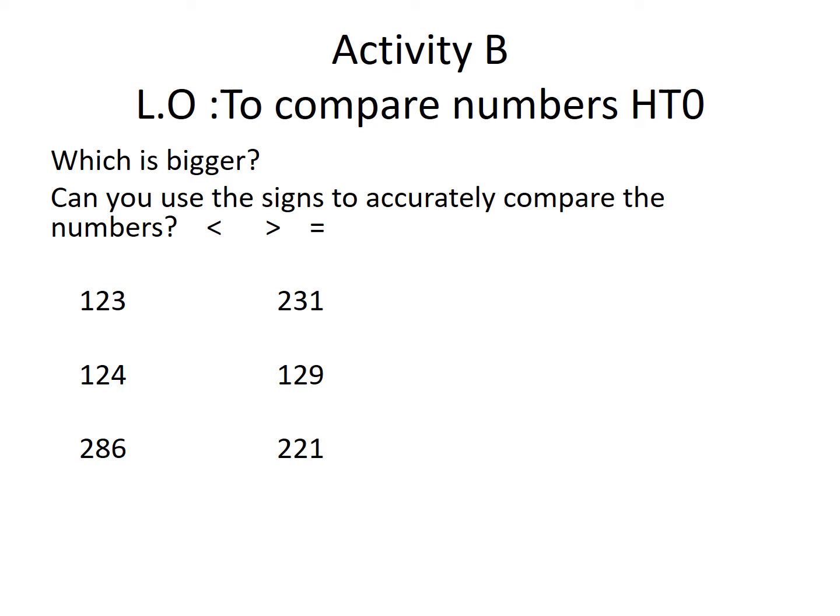Then we have 286 and 221. So in the hundreds column, there are both twos. So we'd look at the tens, and now you can see one has an 8 in the tens, one only has a 2. So this time 286 is the greater number, so the crocodile would eat that number. So here's the answers.